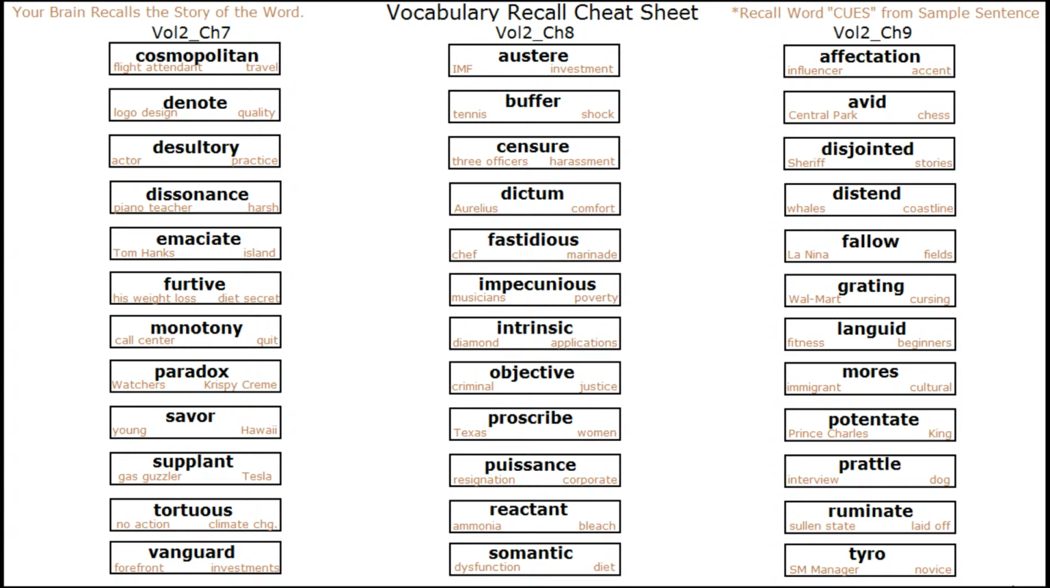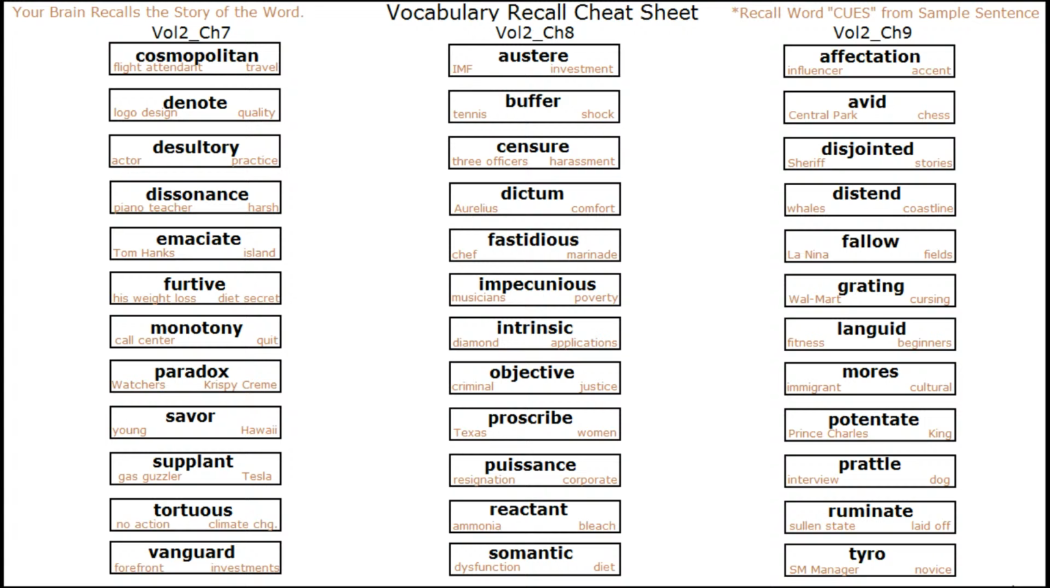As we take a look at the word itself, it will take us back to the lesson and further ingrain the wording. Languid had to do with a sample sentence where the fitness instructor was puzzled by the number of languid, or very lethargic, beginners who showed up for the first class.